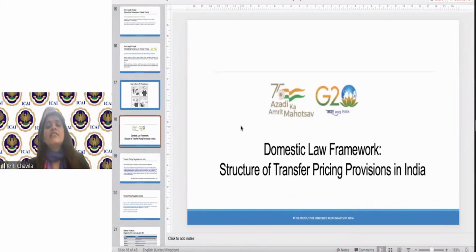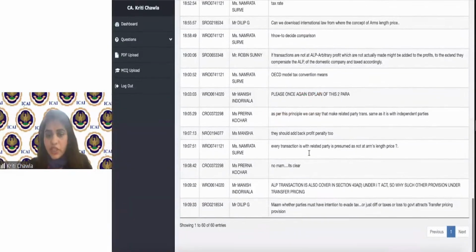The next thing that we have is domestic transfer pricing provisions. Where is transfer pricing in India? But before that, I'm going to take these two questions.